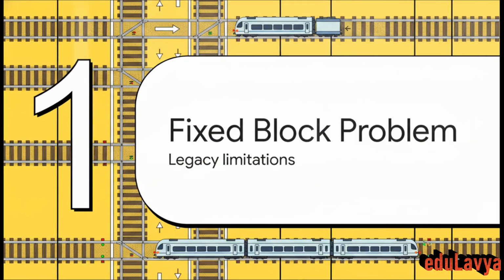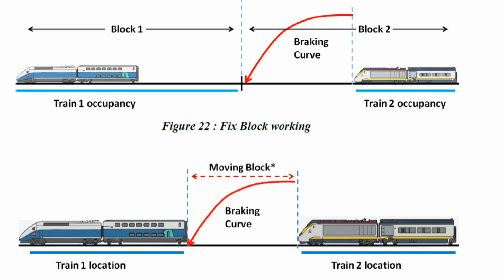Starting right off with Section 1, the fixed block problem. To really appreciate the genius of CBTC, we first have to understand the baseline legacy systems that it's replacing. For decades, railways have controlled train separation by dividing the physical tracks into static segments. We call these blocks. Just take a look at the blue line under Train 1 here. In a fixed block system, the network doesn't actually know exactly where the train is within that block. It only knows that the block itself is occupied.